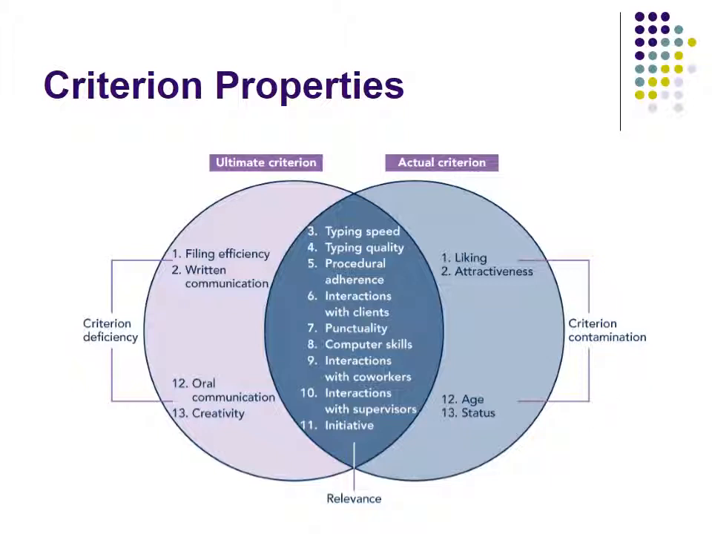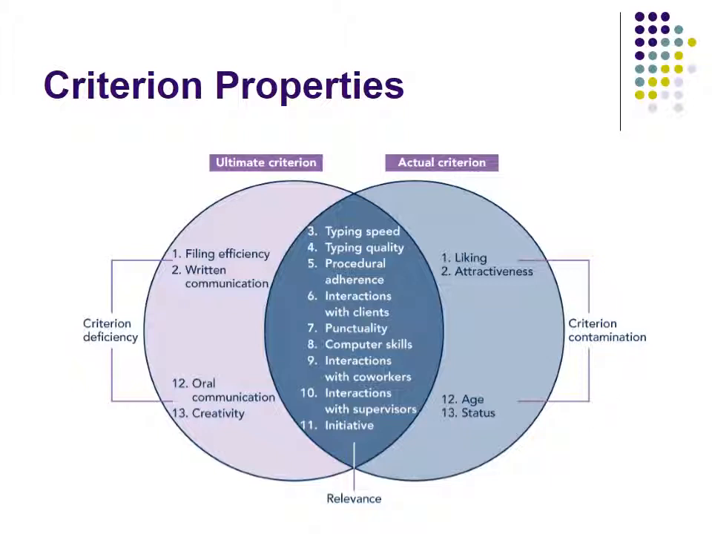And then to the right, we have the actual criterion. So the full circle with the light blue and the dark blue is what we're actually measuring. Now, anything that is in both circles in this Venn diagram, so the dark blue, that's relevance. Those are criteria that are in the ultimate criteria. They should be measured, and we're actually measuring them. So for typing speed, maybe every 3 months we give the person a typing test, and then we also check to see how much accuracy there is, typing quality. Procedural adherence, the manager gives them a rating every 4 months on how much they're actually adhering to procedures.